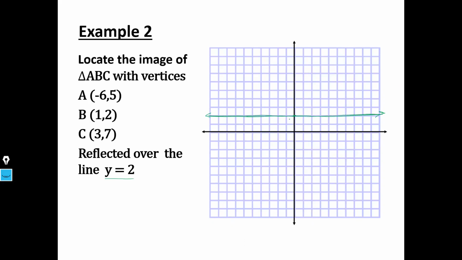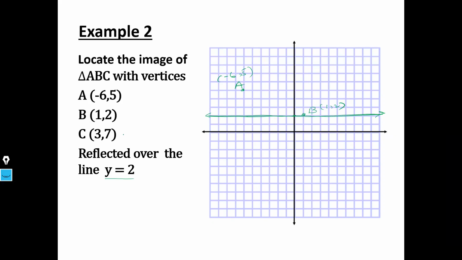Okay. Now we have to draw the original shape or the pre-image. A is -6 and 5. So if we count from here, 1, 2, 3, 4, 5, 6. 1, 2, 3, 4, 5. This one is A, which is -6, and we write here -6 and 5. Now B is 1 and 2. B is from here 1 and then 1, 2. We have this one here. This is B, which is 1 and 2.